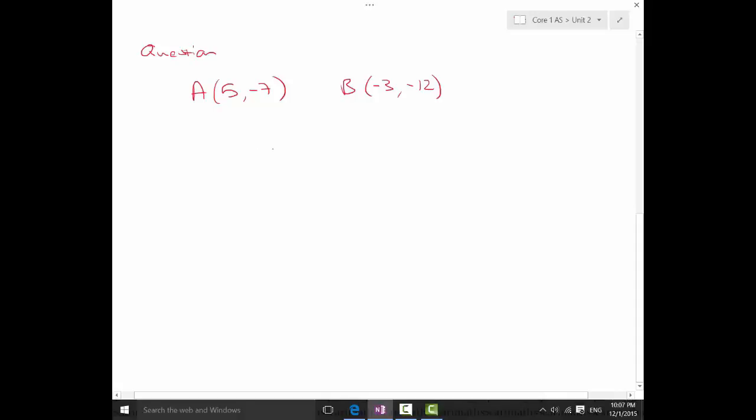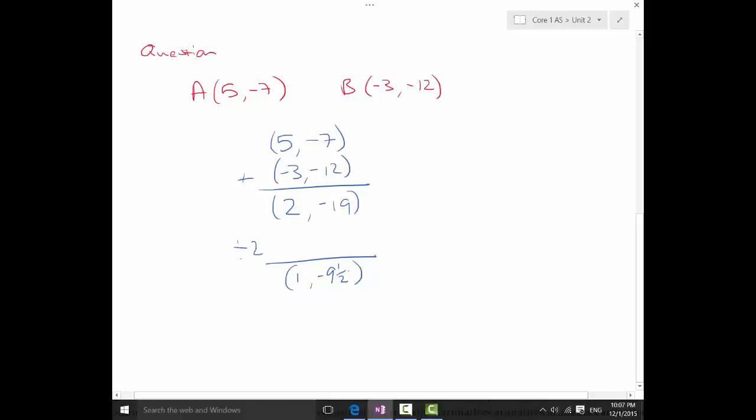Okay, so for me, I put the first coordinate on the top, and I put the second coordinate underneath. I add them together, being careful with your negatives, and then I halve them. So you get 1 and -9.5. And I hope you got the same. And that concludes our first lesson on midpoint.